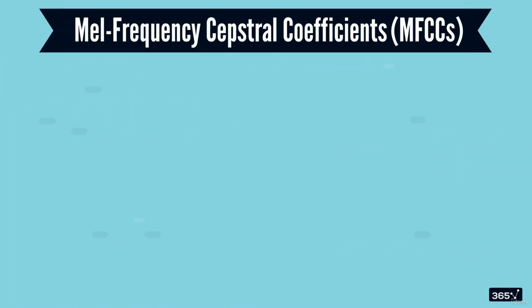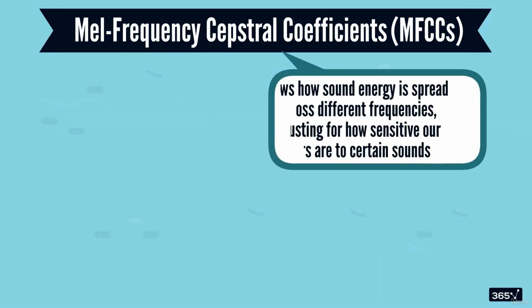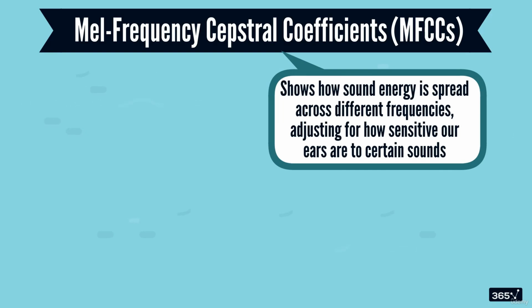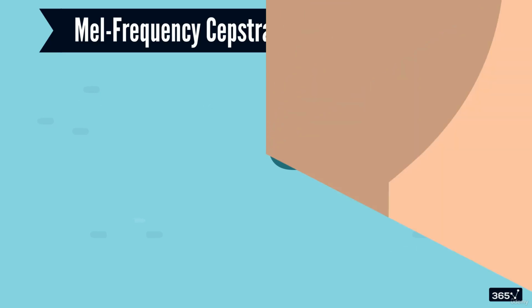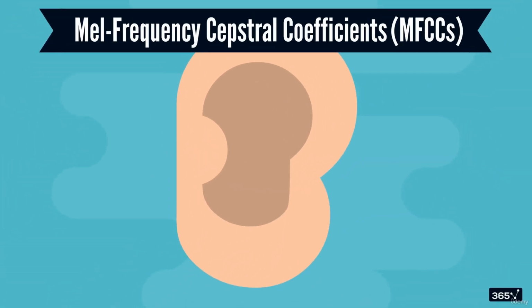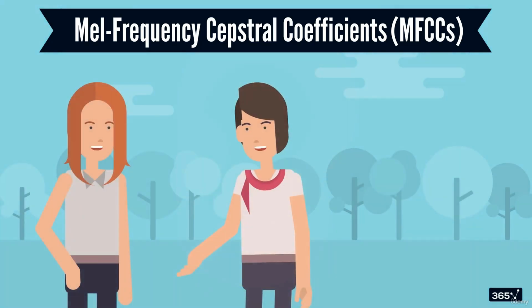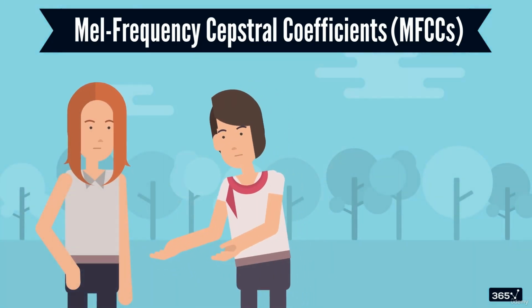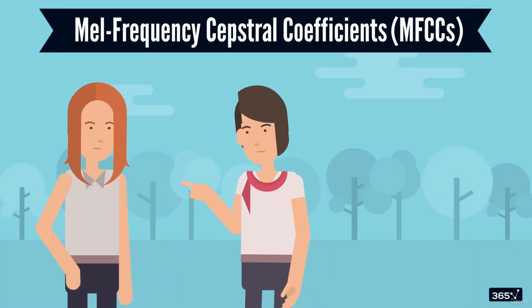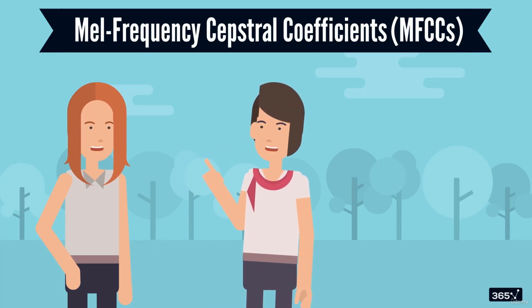Mel-frequency cepstral coefficients, or MFCCs, a type of audio feature, are notably intriguing. They depict how sound energy spreads across frequencies, tailored to our ear's sensitivity rather than treating all frequencies equally. Here's how it relates to human hearing. Our ears are more sensitive to specific frequencies. For example, we hear middle frequencies where most speech happens much better than high or low frequencies.